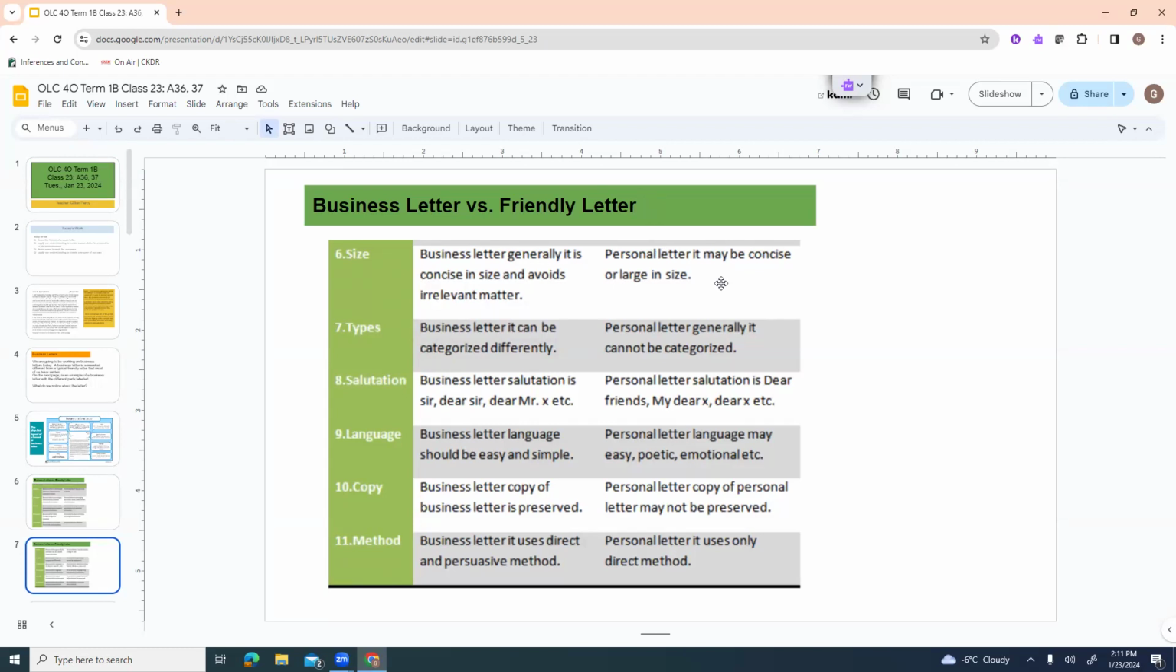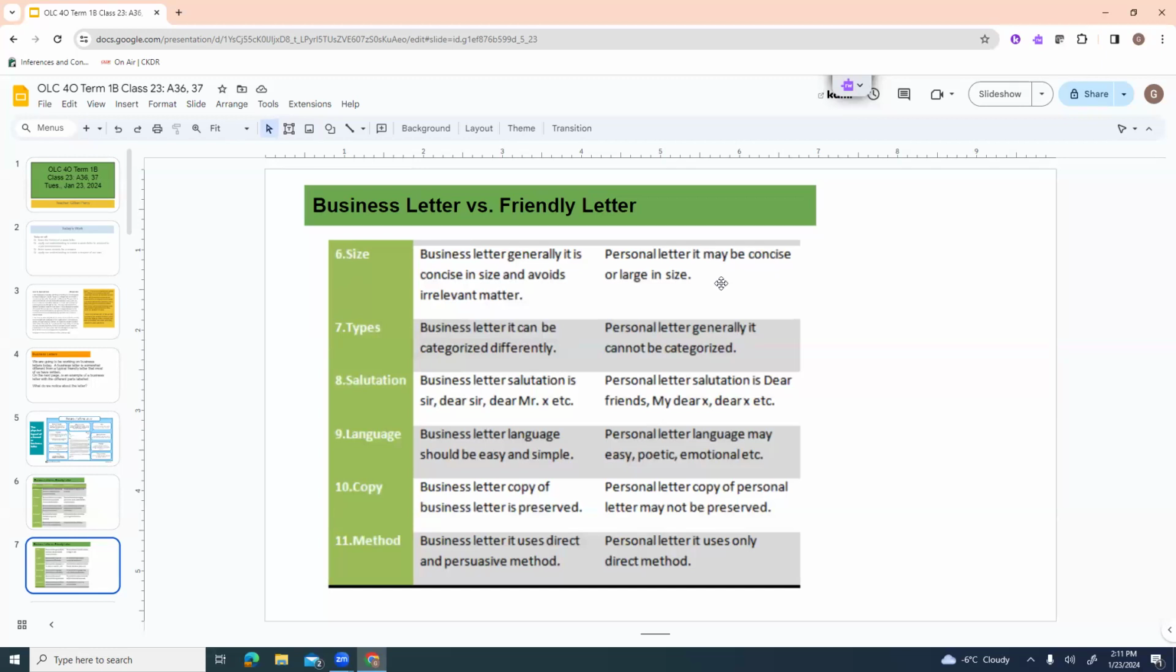Types. Business letters can be categorized differently, right? It might be sales, might be an invoice, might be a cover letter, might be a complaint, or all sorts of different things. A personal letter generally can't be really categorized. It might cover all sorts of topics. The salutation in a business letter is going to be sir, dear Mr., dear Mrs. A personal letter might be dear friends or my dear or my love if it's a romantic person, or mom or dad.